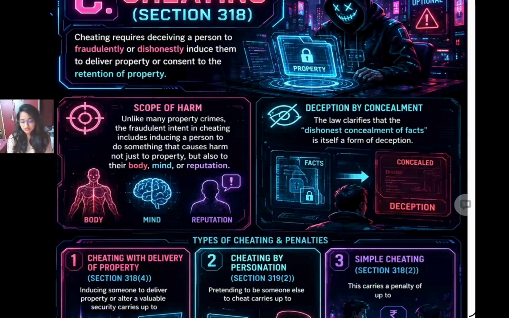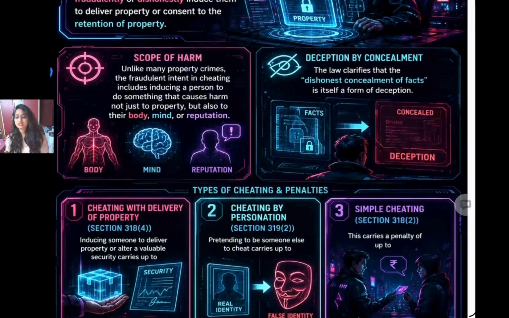Cheating sounds simple, but actually it's a very wide term because the scope of harm is very wide. Cheating requires deceiving a person to fraudulently, dishonestly induce them to deliver property or consent to retain that property. Unlike many property crimes, fraudulent intention in cheating includes inducing a person to do something that causes harm not only to property but also to their body, mind, and reputation. And deception by concealment is specifically included in this offense. The law clarifies that dishonest concealment of fact is in itself a form of deception.